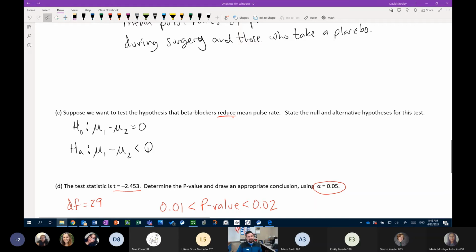This again is because of how we define them. Mu1 is for the people who got the beta blocker, mu2 is the people who did not. So if mu1 is less than, it's a reduced pulse rate, it's a smaller number. When I subtract a larger number from a smaller number, I get a negative number, which means that value should be less than 0. So that's how this inequality is determined here.